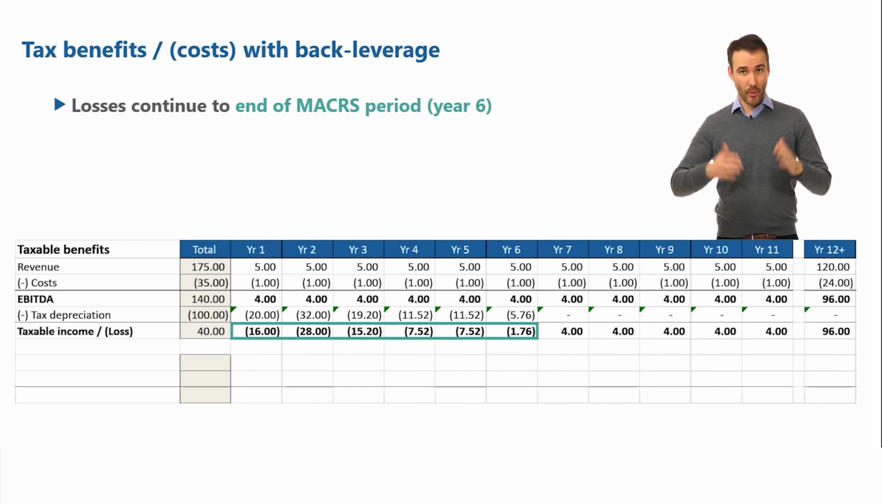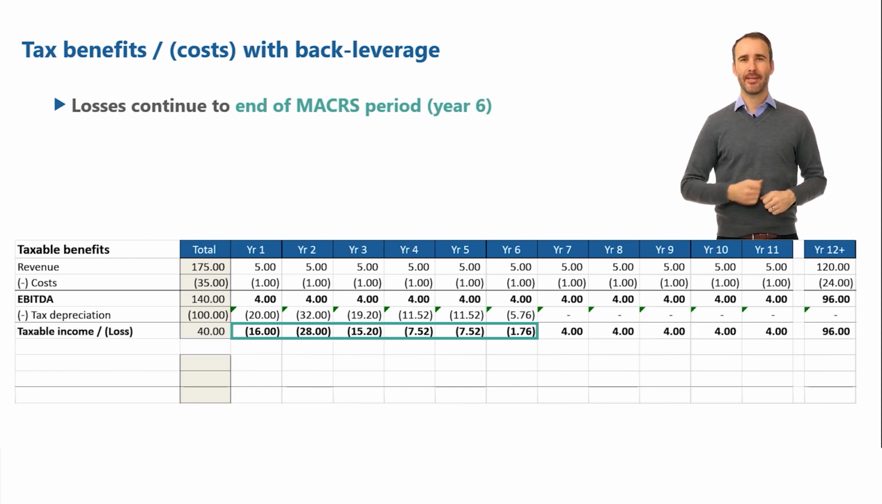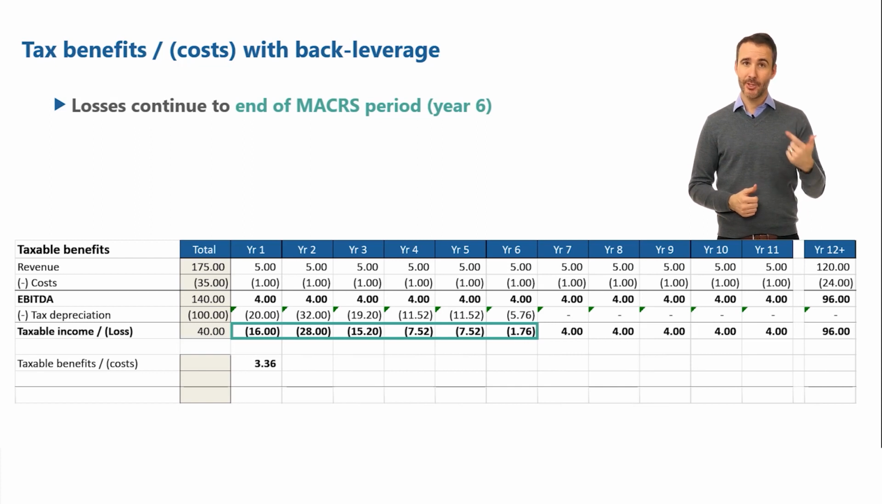The tax benefits or costs are calculated by multiplying the taxable income or losses by the tax rate times -1. And we will assume that there are no state taxes. So we will only use the federal tax rate of 21% multiplied by -1. So in year 1, we have 21% times losses, or -16 million, times -1, which equals 3.36 million. And in year 2, it's the same formula with a total tax benefit of 5.88 million, and so on and so forth to the end of the project life.